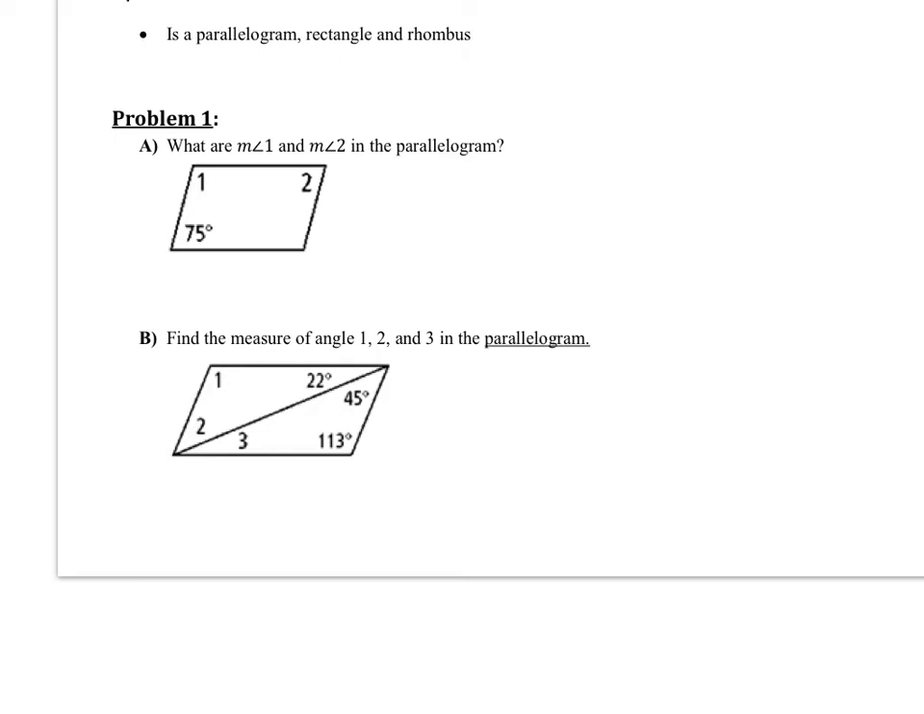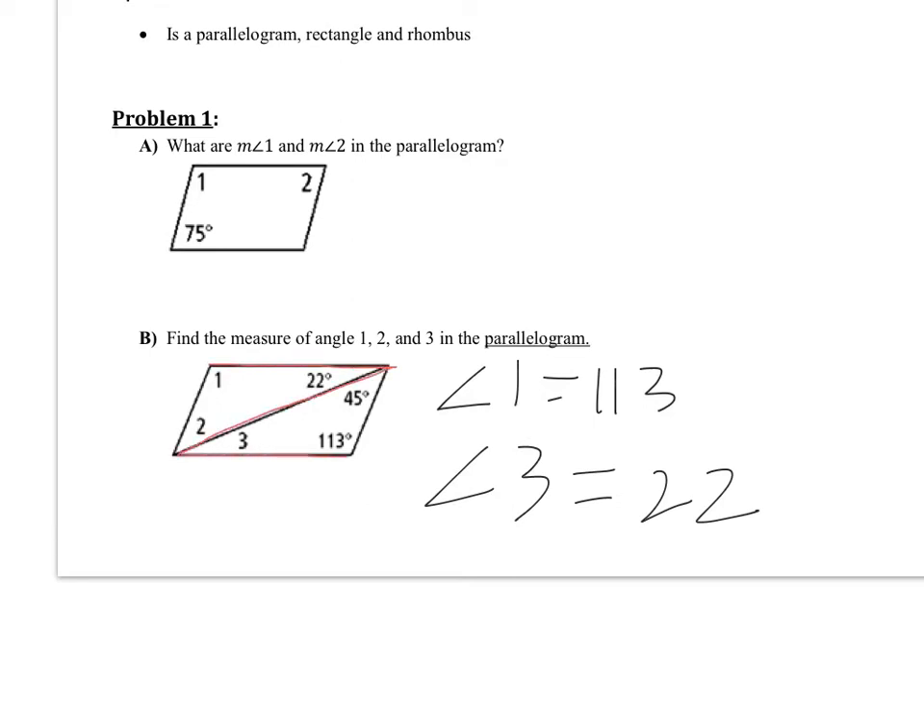So if I'm doing B and I know this is a parallelogram, one thing that's for sure is that my opposite angles are congruent. So angle 1 is going to be equal to 113. I also know that I could figure out what angle 3 is because this makes a triangle right here. So I could do 180 minus 45 minus 113, and I get that angle 3 is equal to 22.